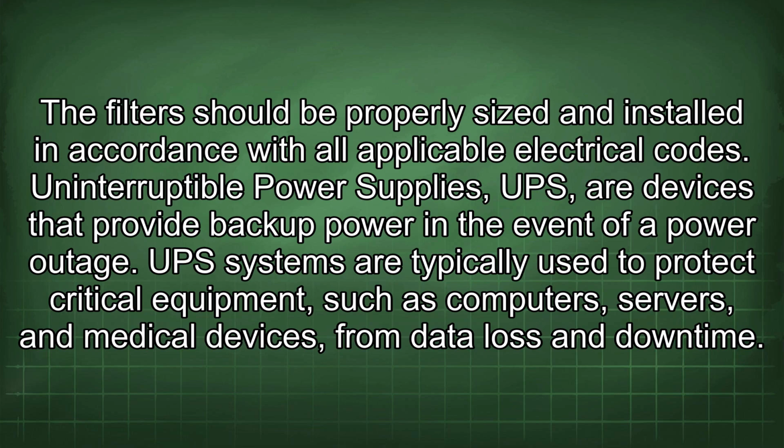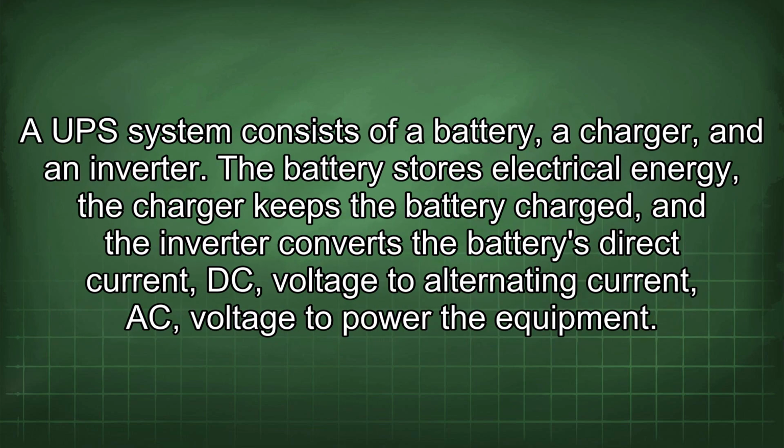Uninterruptible power supplies, UPS, are devices that provide backup power in the event of a power outage. UPS systems are typically used to protect critical equipment such as computers, servers, and medical devices from data loss and downtime. A UPS system consists of a battery, a charger, and an inverter. The battery stores electrical energy, the charger keeps the battery charged, and the inverter converts the battery's direct current (DC) voltage to alternating current (AC) voltage to power the equipment.